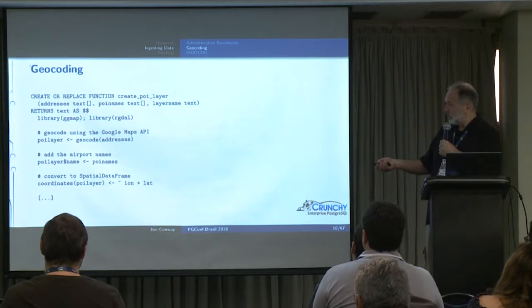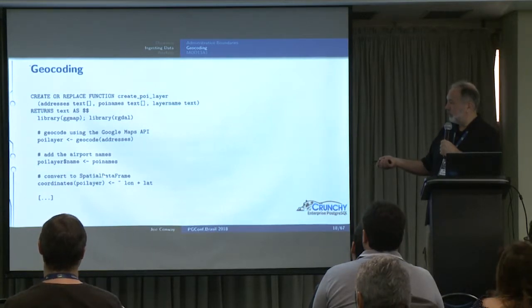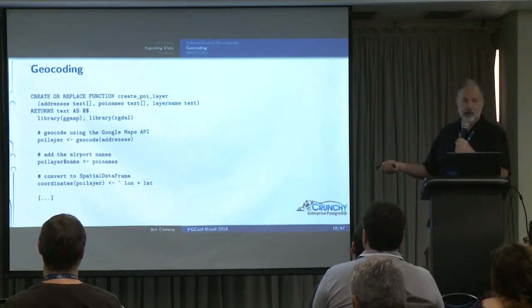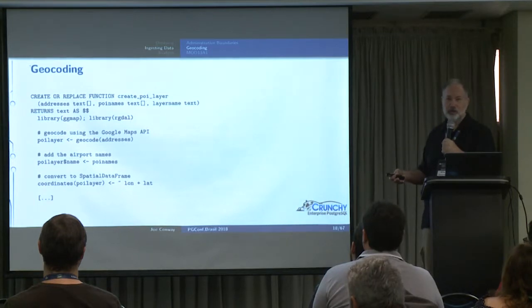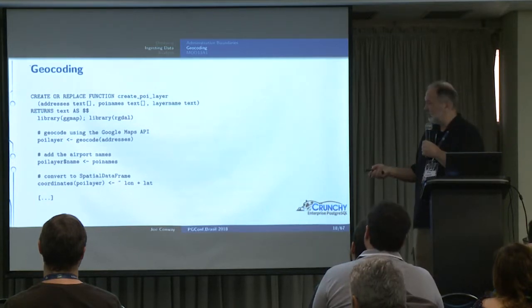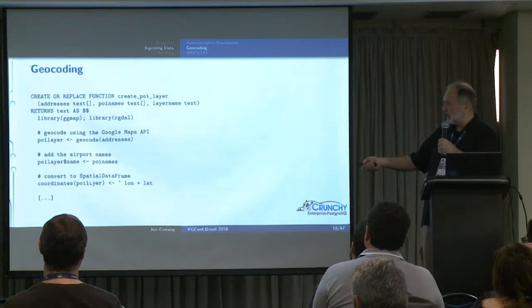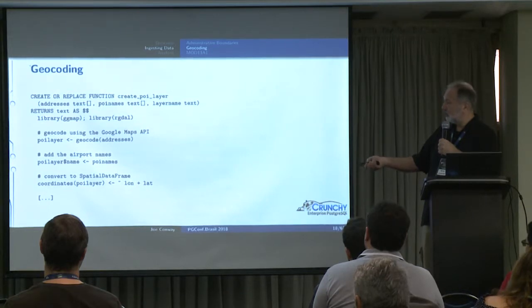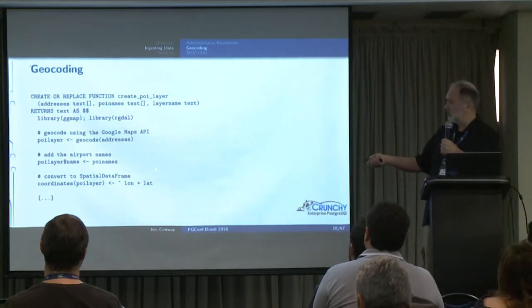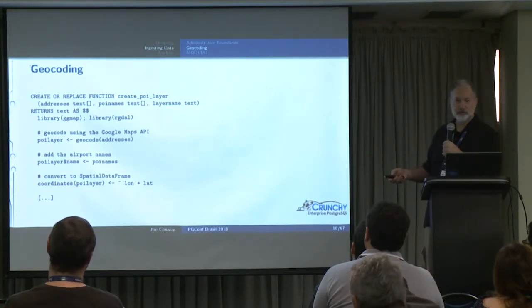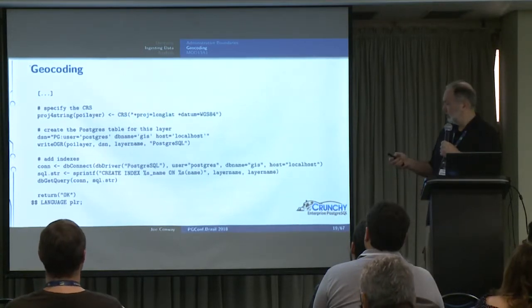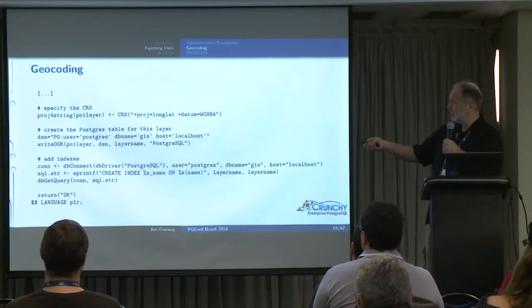So now I have to specify that I want to turn this data frame into what's called a spatial data frame in R, because all of the spatial functions know how to work on spatial data frames. To do that, I have to assign coordinates for that data frame. I'm saying that there's a long and a lat column that get created by this geocode function. I'm just specifying that those are my coordinates. And then I attach my projection string.